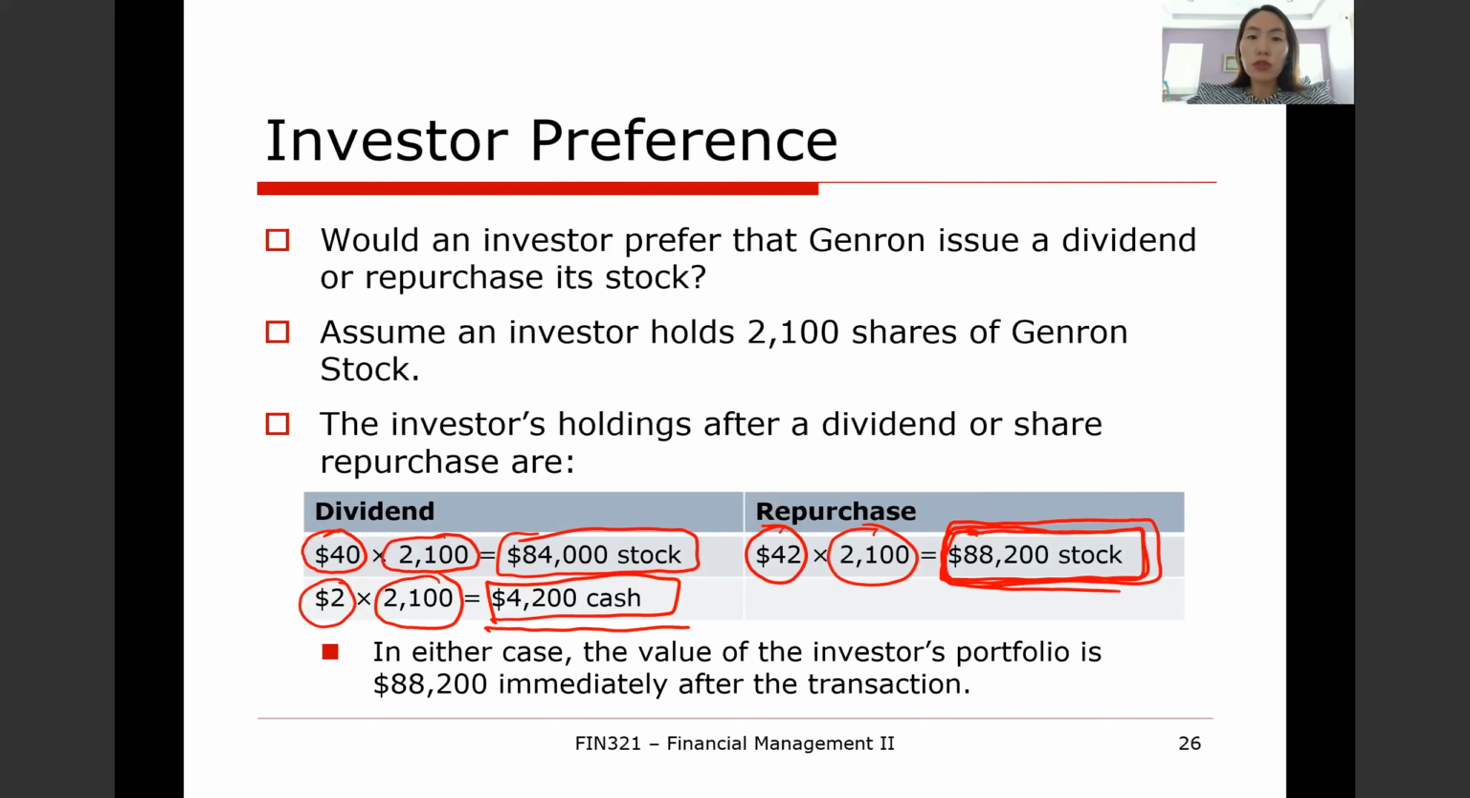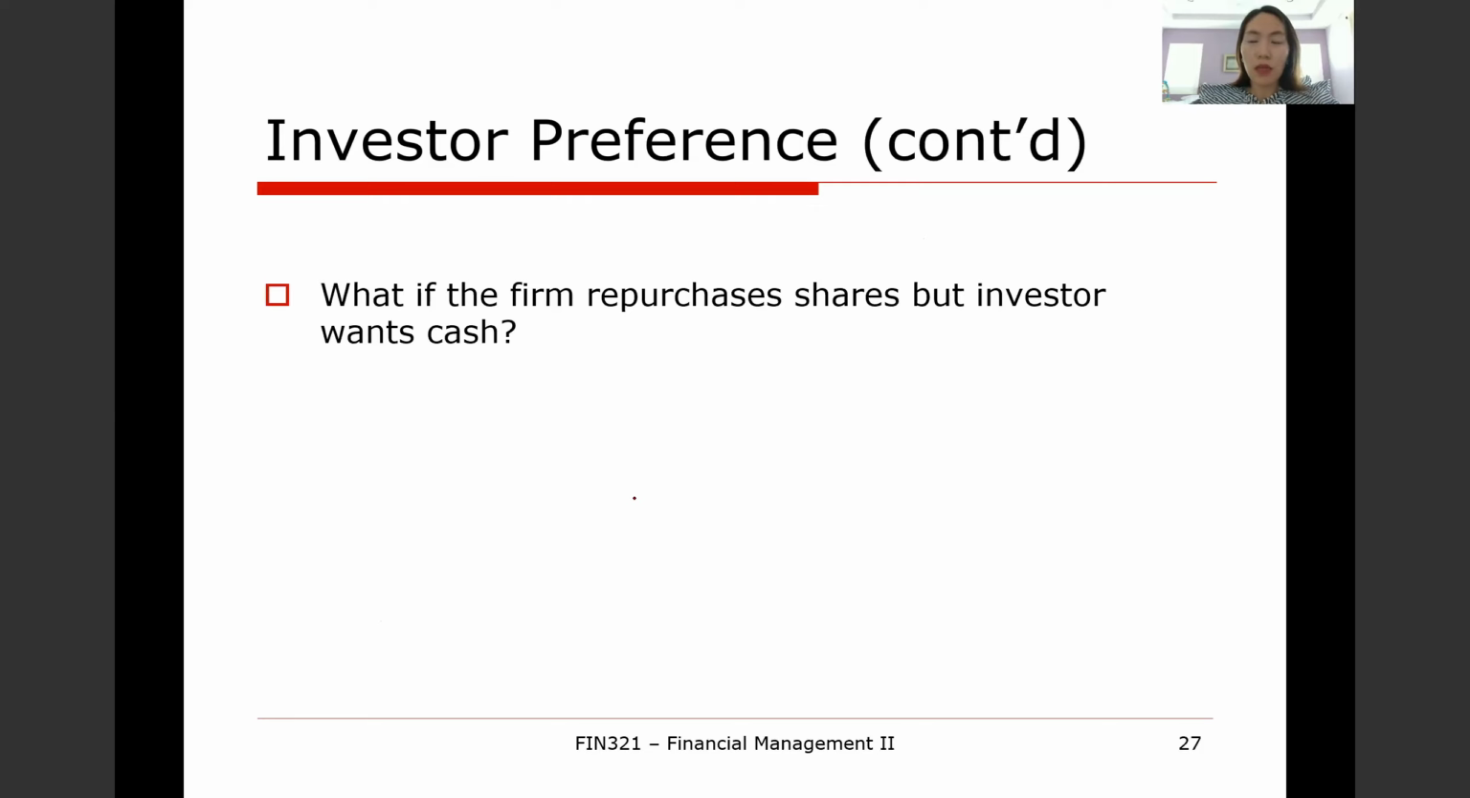But let's assume that you want to achieve the outcome that you would have received if the dividend were paid. In other words, you want some amount of cash in your portfolio. Can you revert the firm's decision and achieve the outcome that you would have received in the dividend scenario without any transaction cost? Let's see. What if the firm repurchases shares but the investor wants cash? What can you do? You say, I don't want everything in stock, but I want some cash right now.